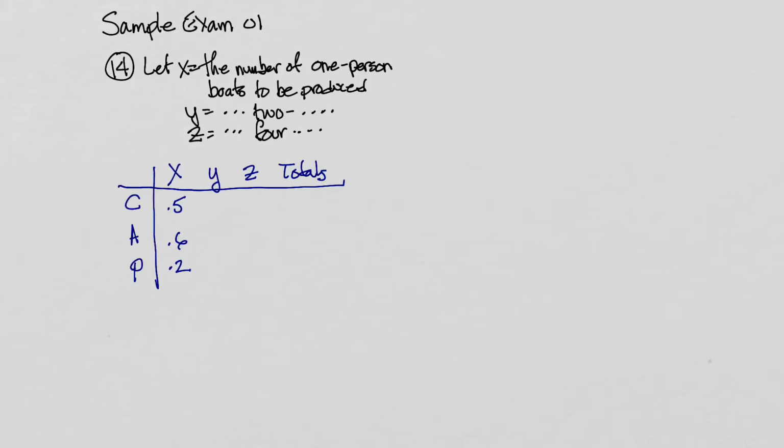And then for the two-person boats, reading down that column, we're going to have 1 hour, 0.9 hours, and 0.9 hours. 1 hour for cutting, 0.9 hours for assembly, 0.9 hours for packaging. Let me just check that to be sure. Yep, that's what I'm reading. And then for four-person boats, reading down that column, we're going to have 1.5 hours for cutting, 1.2 hours for assembly, and 0.5 hours for packaging.